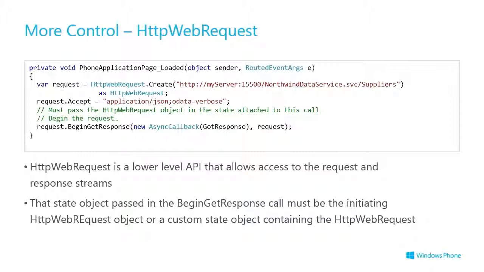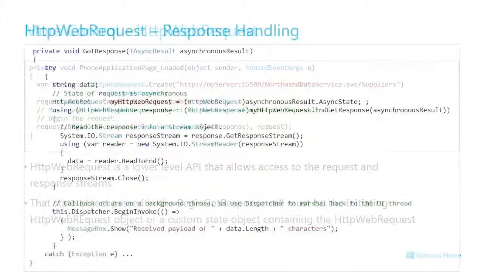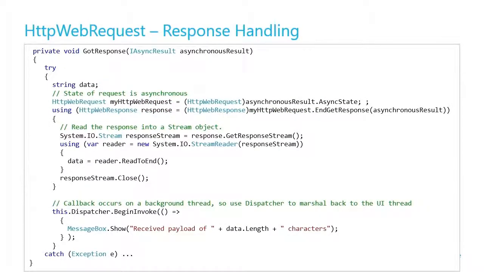We can set some HTTP headers, and then you call begin get response, and you have to give it an async callback, a delegate which is going to handle the response when it comes back. And in that begin get response, you must pass the original HTTP web request or a custom object that you've created that includes that HTTP web request instance in it. You need that because you need it to close things off and actually get at the response when the call comes back. And this is what you do in the response.